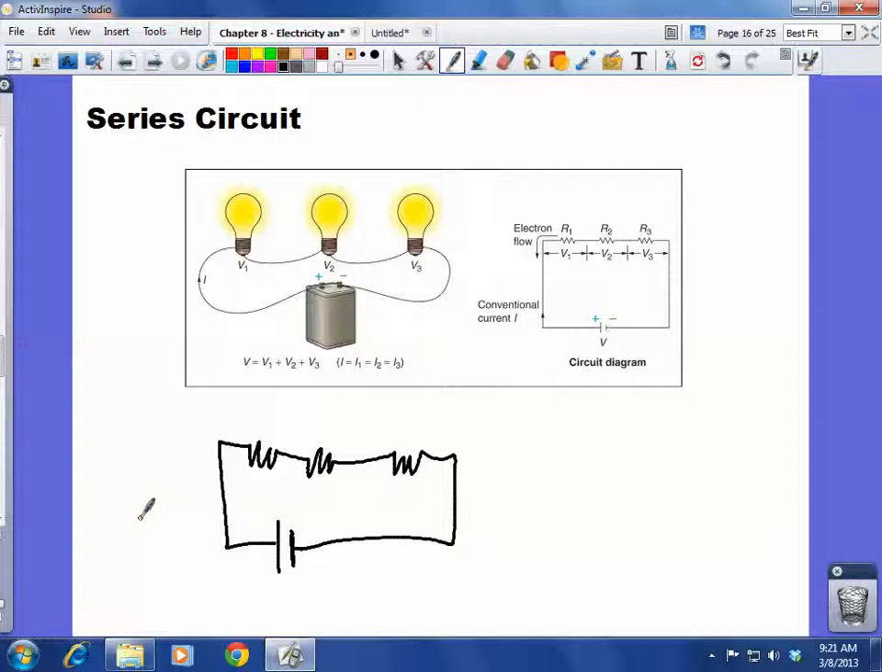Now the easy thing about a series circuit is that if we want to find the resistance of the whole thing, if we want to know what the total resistance is, all we have to do is add up the individual resistances. So let's say this first light bulb has a resistance of 3 ohms. This second one's 5 ohms, and this third one's 2 ohms.